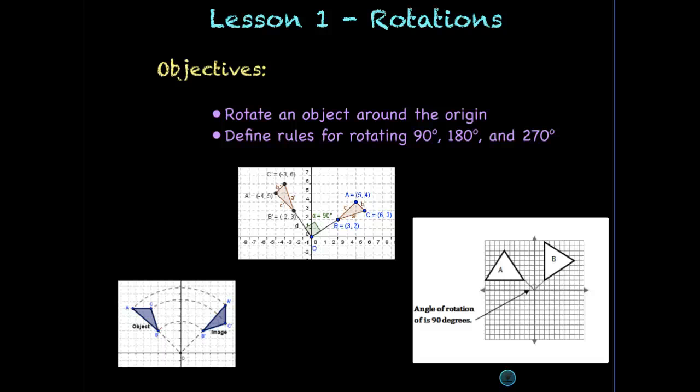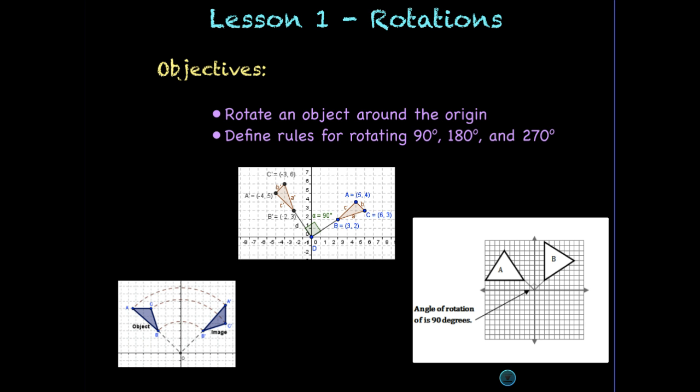Welcome to Lesson 1, Rotations. This is another one of the transformations that we are going to be studying. This is your third transformation. Our objectives for this transformation are to be able to rotate an object around the origin and to define rules for rotating 90, 180, and 270 degrees.